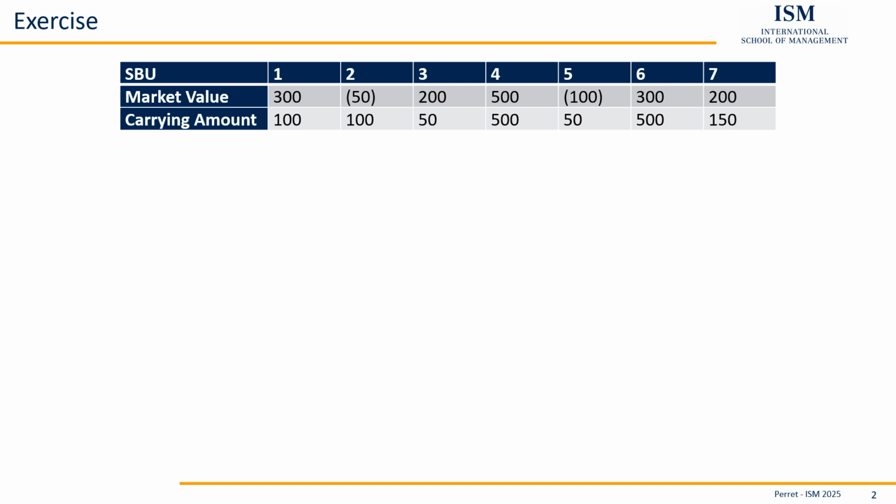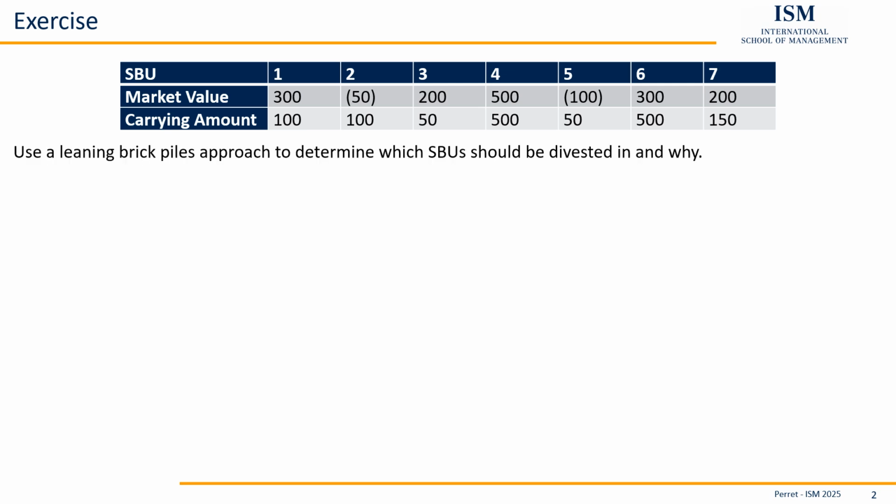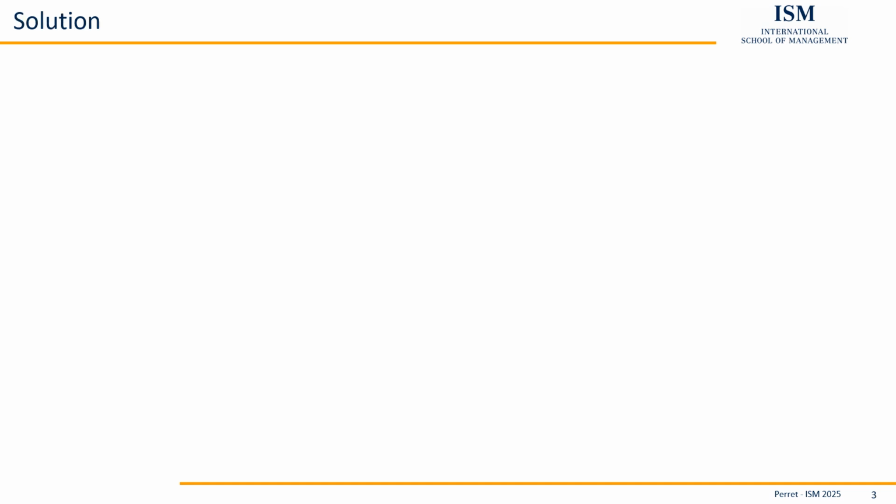What are we supposed to do with this? We're supposed to use the leaning brick piles approach to determine which business unit should be divested in and why. And there's also the information I gave already that carrying amount in this regard is synonymous to book value. Well, how do we approach this problem?